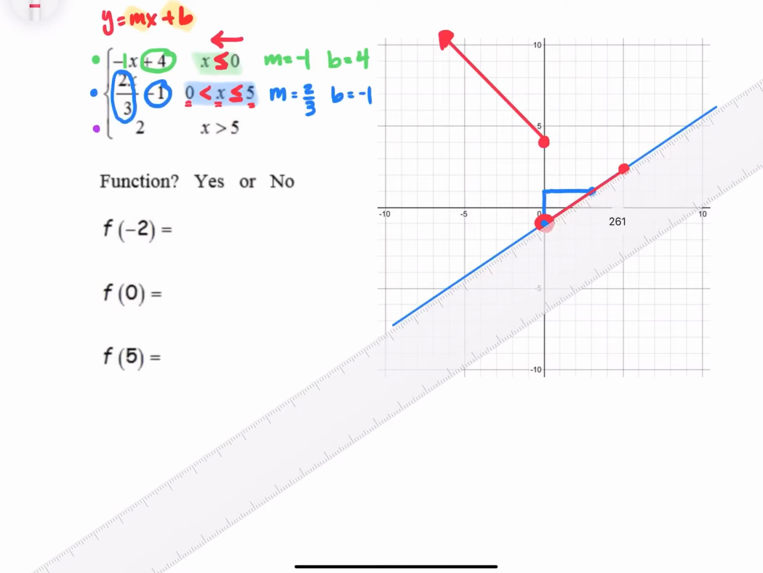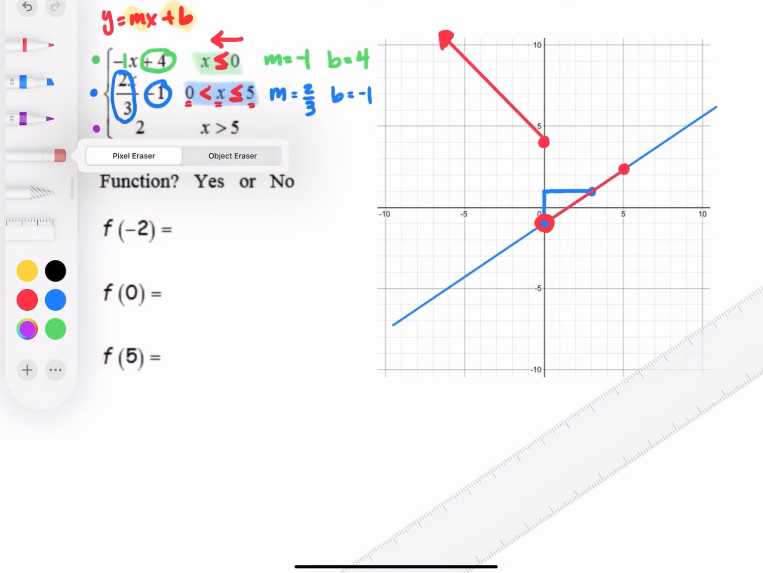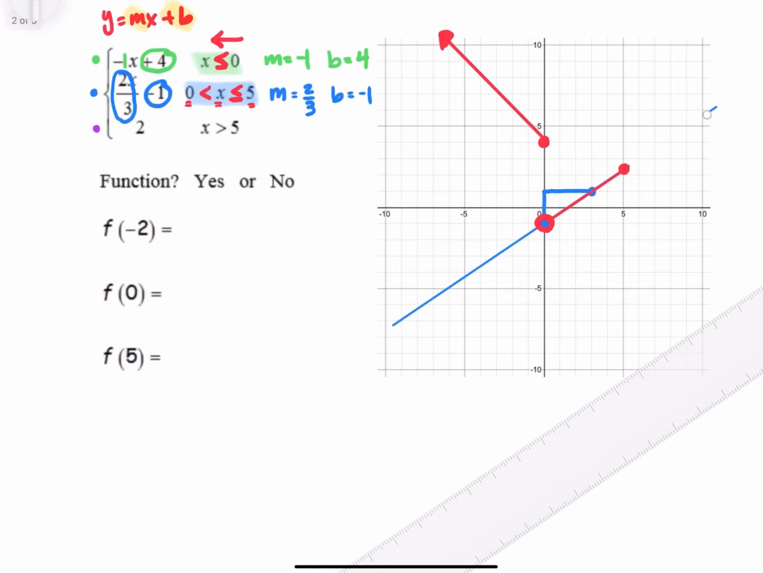So I'm going to darken in this portion right over here. Now anything else outside of that, I'm going to go ahead and erase. So I'm going to take my eraser here, and I'm just going to erase the portion that I don't want. So I don't want anything to the right of it. I don't want anything to the left of it. And I'll go ahead and get rid of these lines that show my slope here.